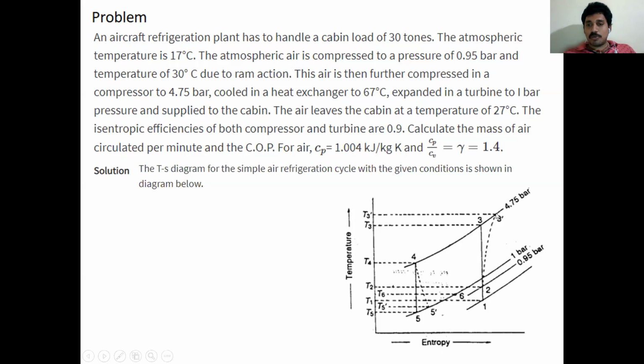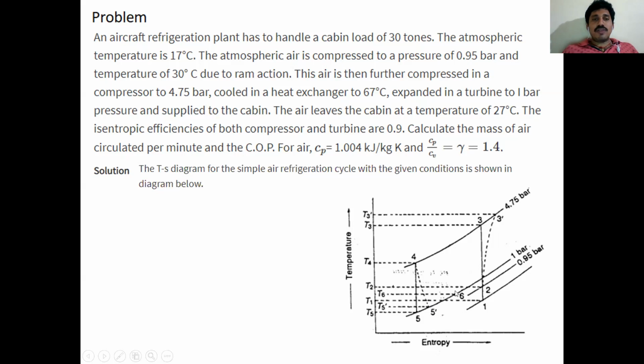2-3 is an adiabatic process. 3-4 is the heat exchanger, the cooler, heat rejection in the cooler. So finally I have reached 4. 4-5 is isentropic expansion, and 4-5 dash is actual expansion or adiabatic expansion. 5-6 is the heat addition from the cold space, meaning from occupants or equipment to the air. Due to that, the cabin temperature increases. Finally, we reach 6. So this is the actual cycle.